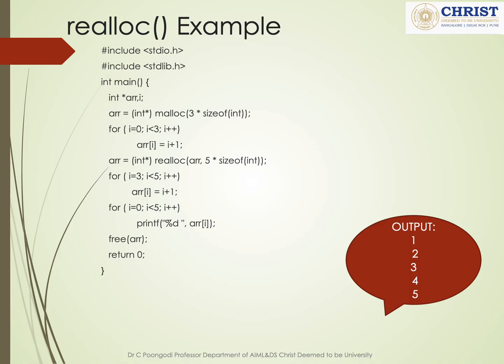Again I am inserting 2 more values, from 3 to 5 here. Then I am printing all the values. Once you print it, in the first insertion we inserted 1, 2, 3, and after reallocating we have inserted 2 more, that is 4 and 5. With that we got this output, and after completing this program you have to use free for removing the memory, otherwise it will become a dangling pointer. That is a disadvantage, that we have to do it.